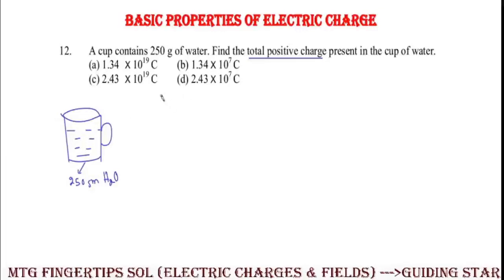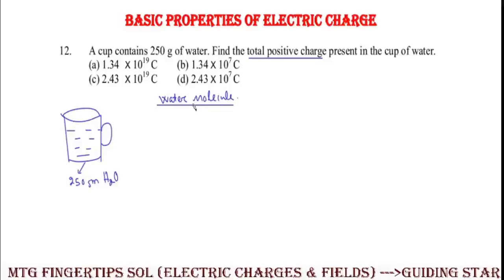So if you take a single water molecule, then it is neutral. Clear? If you take a single water molecule, then in the general sense, it is neutral. So all this 250 gram of water will be neutral.